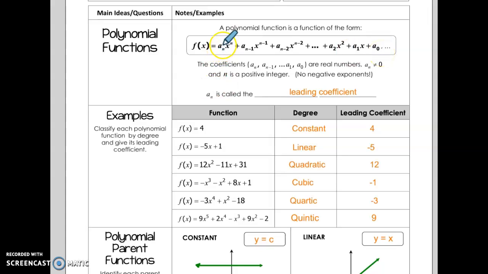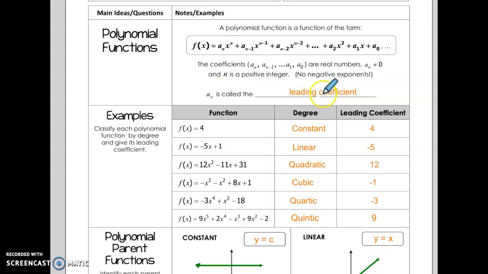So a sub n would be the leading coefficient because n is the highest exponent, because then the next one is n minus 1, n minus 2. So for example, if n was 10, this would be the leading coefficient on the 10th term. This would be x to the 10th. Then this would be the coefficient for the 9th term, x to the 9th, x to the 8th, all the way down to a sub 0, which means it is the constant, the last term. Okay, that's standard form.